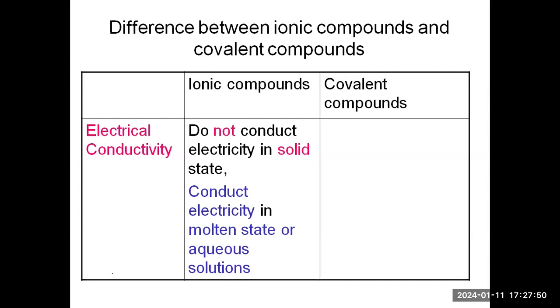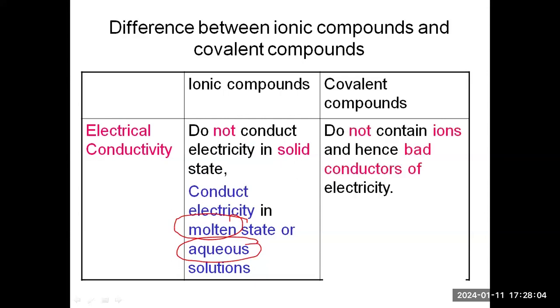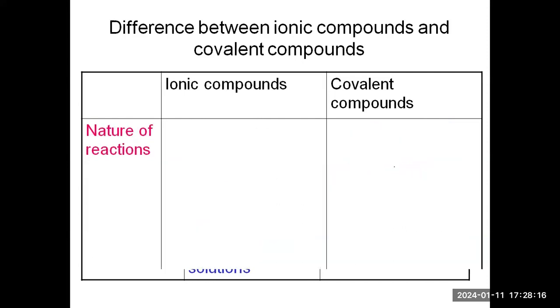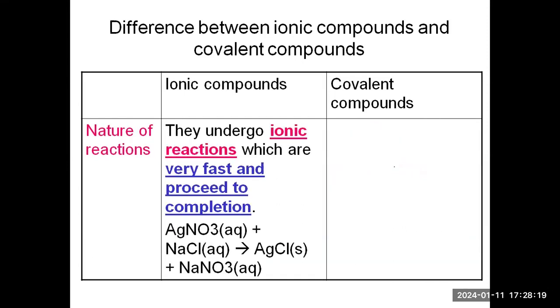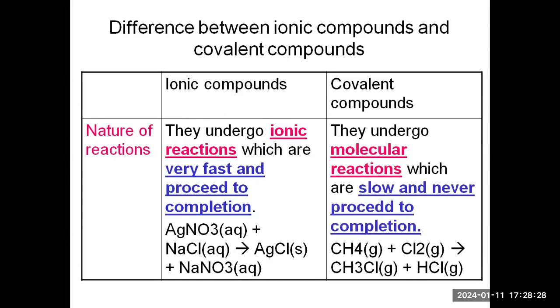Electrical conductivity. Ionic compounds do not conduct electricity in solid form, but yes, they are good conductors in molten or aqueous form. Covalent compounds do not conduct electricity at all because they don't have ions over here. Right? So these are the main differences between ionic and covalent compounds. Finally, ionic reactions undergo complete reactions, meaning the reactants will completely change into products, but covalent reactions do not reach completion.